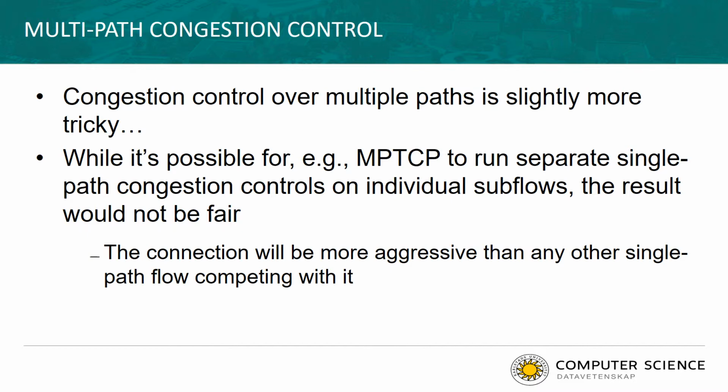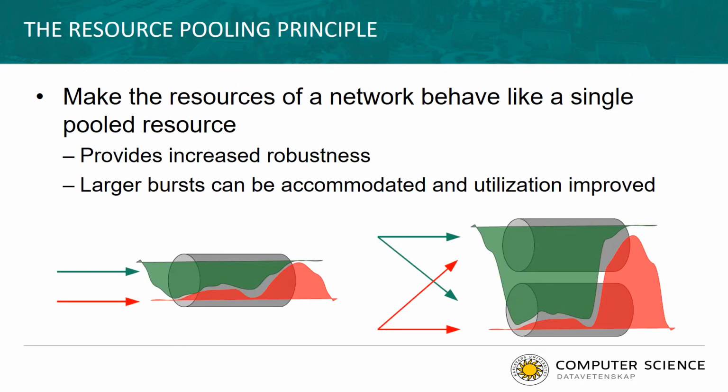If your congestion control runs separately on each individual subflow, it will be much more aggressive than any other single path flow that may be competing with you over the same path. And this is therefore not the solution that can be used in general over the internet. So this brings us to the principle of resource pooling. Resource pooling aims to make use of the resources of a network like it was a single pooled resource.